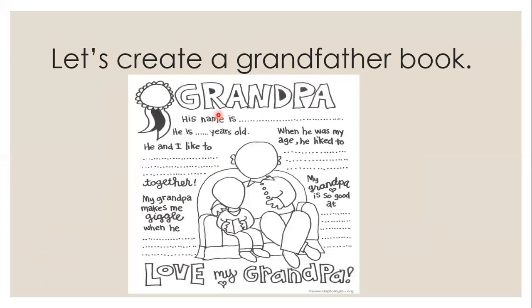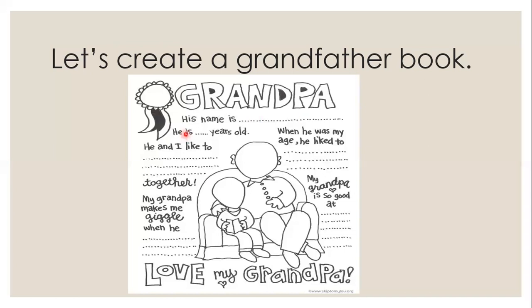All right, so let's create a grandfather book. What you need is a clean sheet of paper. The first thing you're going to do is write the word grandpa, or if you wish, you could write out the entire word grandfather. Then you're going to draw a picture of yourself and your grandfather. Next, you're going to write, his name is, and whatever his name is, you're going to write it.